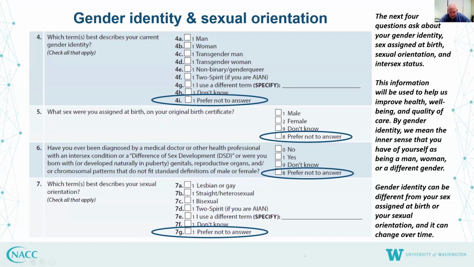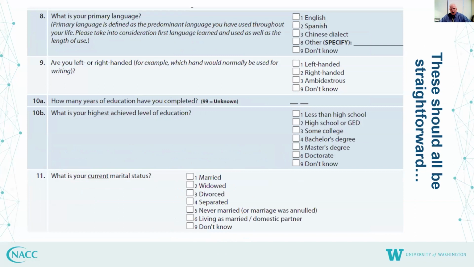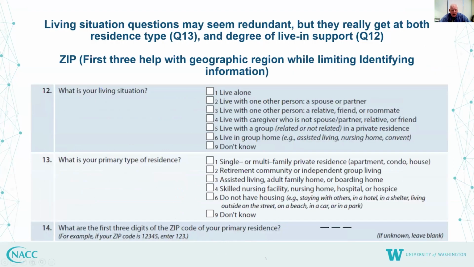But not in other cultures where adopted out of context anyway. So I'd encourage you to familiarize yourself with these categories. Of course, we want to understand primary language, handedness, education, marital status. No surprises here.